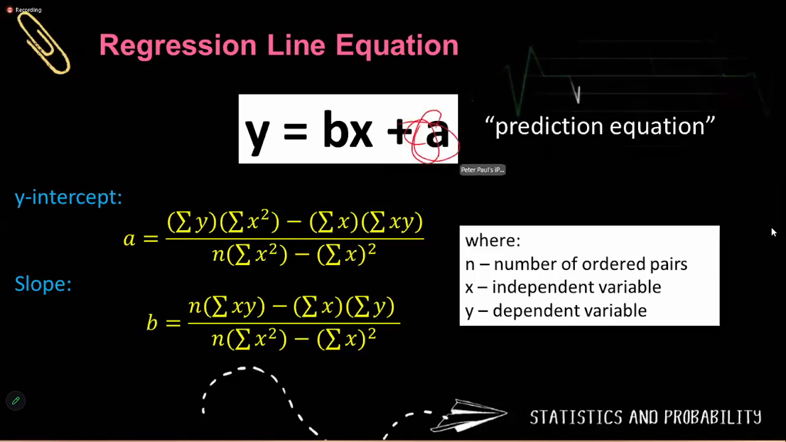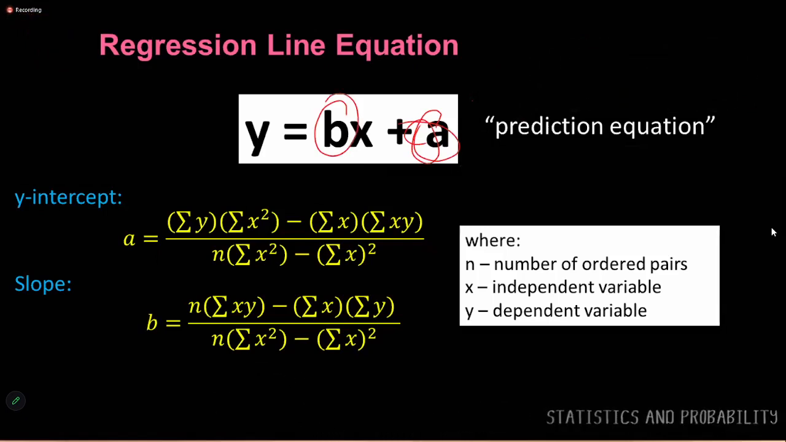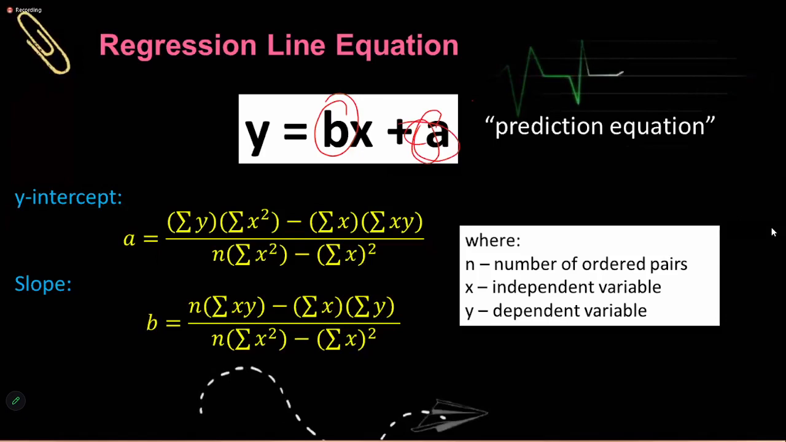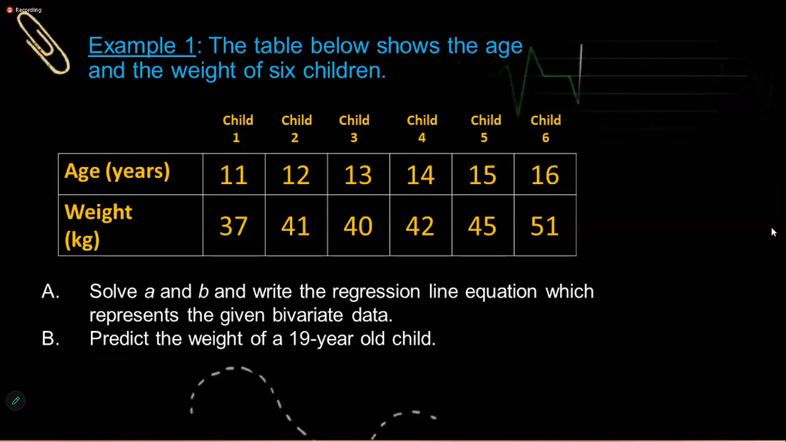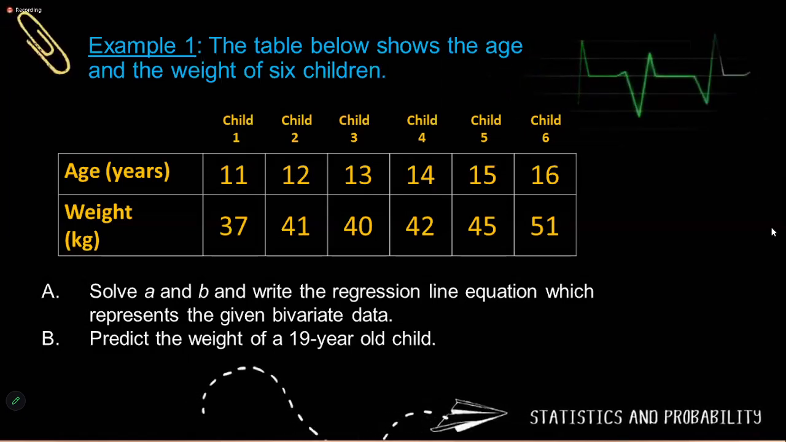Then, to get the slope b, we use the formula n times the summation of x times y minus the summation of x times the summation of y, all over n times the summation of x squared minus the square of the summation of x. So, that is our formula for the slope. Okay? Did you screenshot the formula? Now let's solve for a and b and write the regression line equation which represents the line given by the data. And then we predict the weight of the child when he is 19 years old.